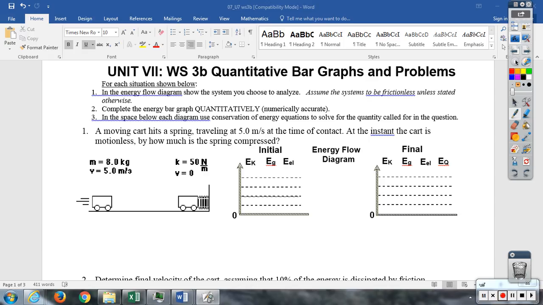And so the first part of this problem deals with a moving cart that hits a spring. It's traveling at 5 meters per second at the time of contact with the spring, and at the instant that the cart is motionless, we want to know how much the spring is compressed.